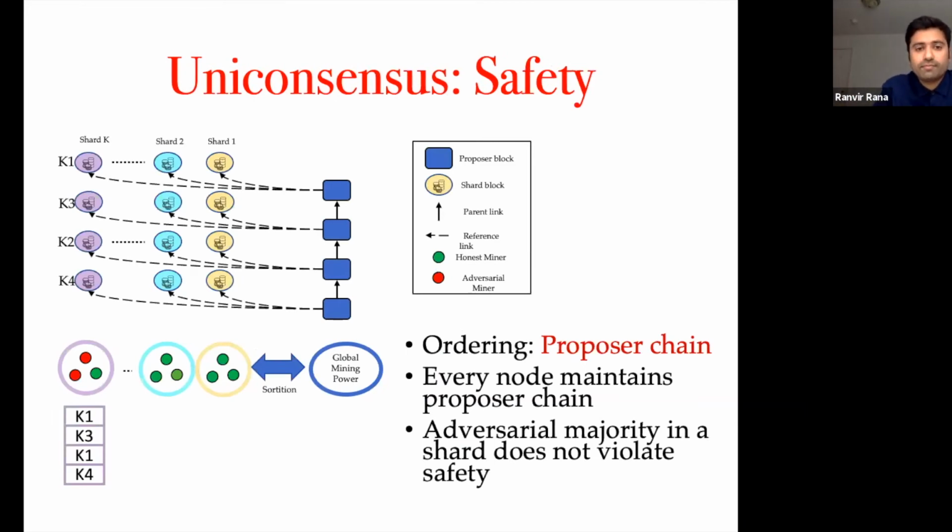Right. So this architecture has safety because ordering is defined by the proposal chain, which is supported by the global mining power. And the ordering of each shard is dictated by this proposer chain. So you basically add a hash reference to shard blocks inside the proposal chain and use that hash reference to create the ledger of each individual shard. So as a node, I maintain one particular shard, and I also maintain the proposal chain. And because it only maintains a hash pointer, it's relatively lightweight.